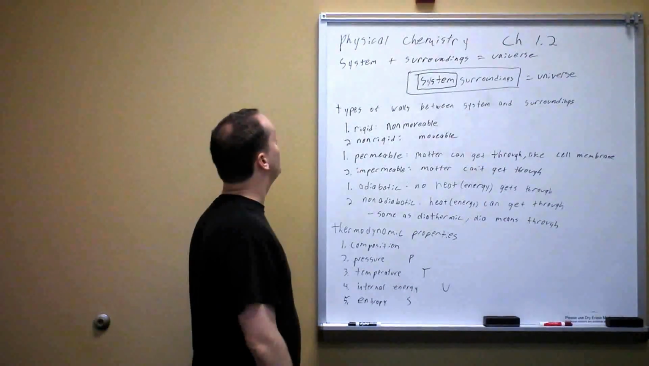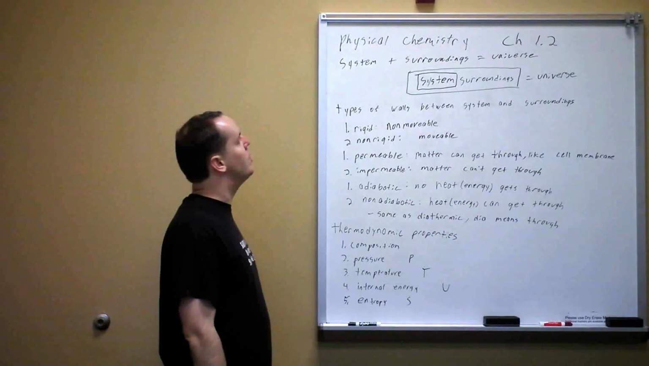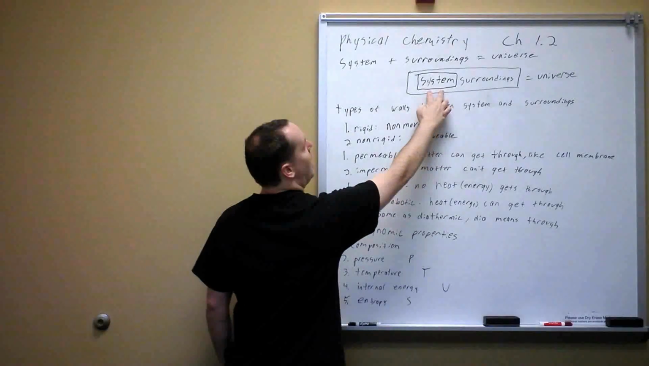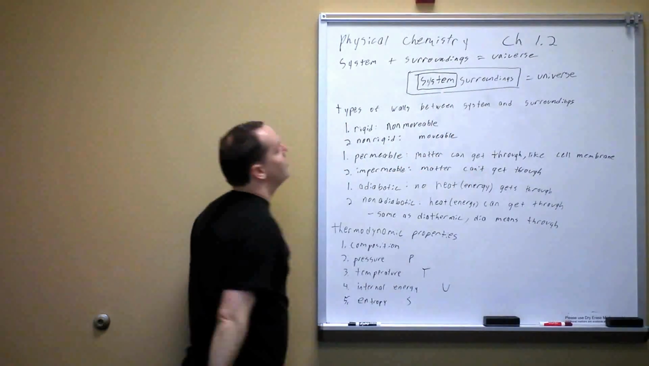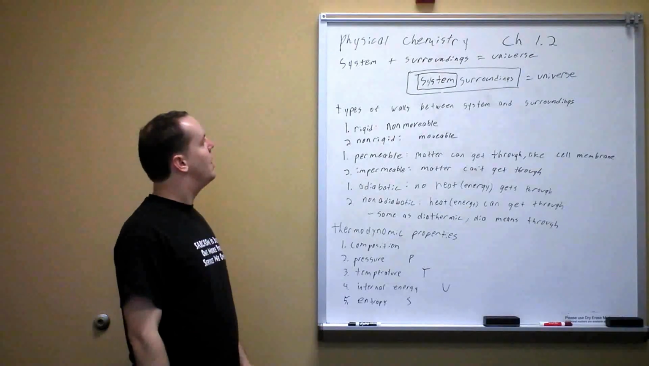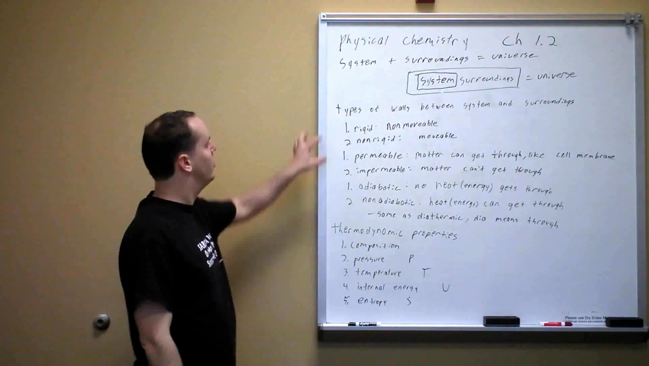Continuing on, chapter 1.2 of physical chemistry, the system and our surroundings are equal to the universe. The system is the part of the universe we're interested in. Everything else, at least what's relevant, is the surroundings. And all that together is equal to the universe. Now there are different ways of classifying the walls between the system and the surroundings.